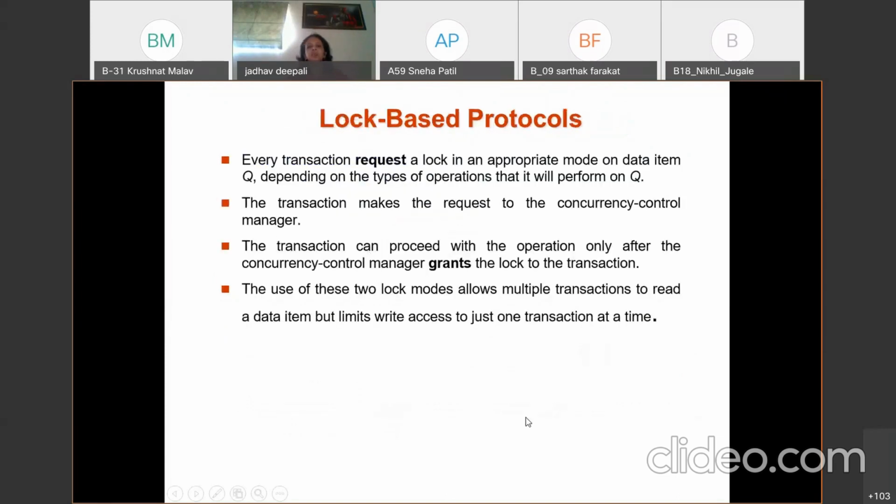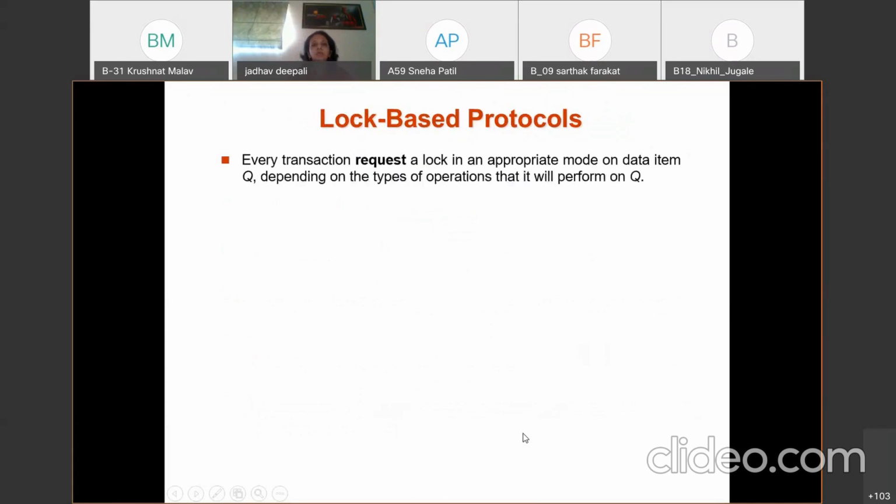Now see how this locking protocol works. So a transaction locks in an appropriate mode. And what is the meaning of appropriate? Suppose the transaction T1 only wants to read the data item, so it requests only shared mode. If transaction T1 wants to both read and write, then it requests exclusive. So every transaction requests a lock in an appropriate mode on the data item Q, depending on the type of operation that it will perform on Q. If reading, only shared. If both read and write, exclusive. It requests an exclusive lock.